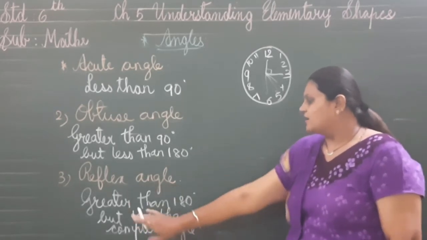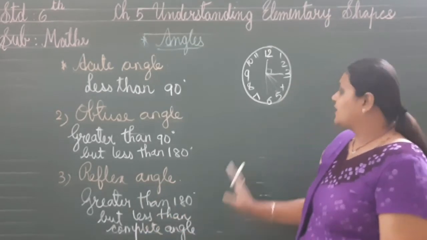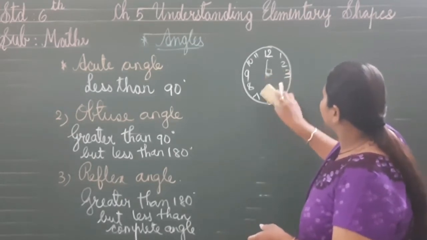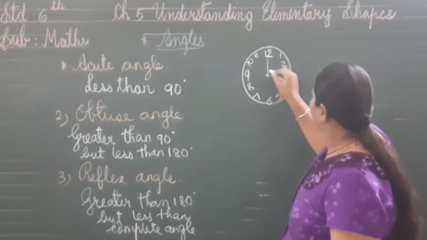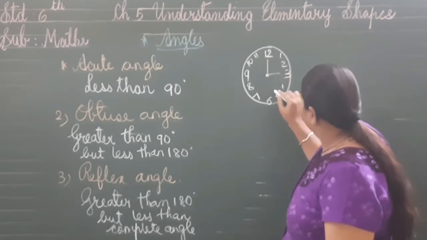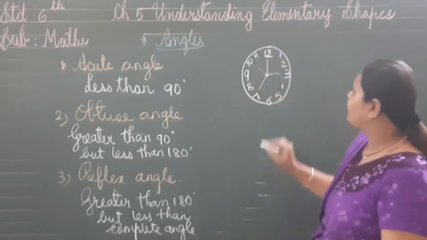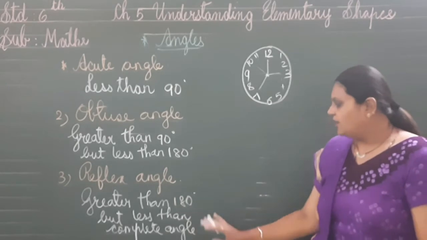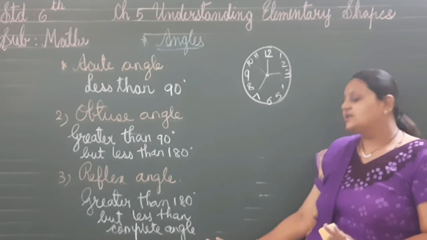In the same way, reflex angle. It is greater than 180 but less than a complete angle. Now we know a complete angle means 360 degrees. Suppose the hand of the clock lies on 12 and one is on 3. It changes position and moves to 7, 8, 9, 10 or 11. It is known as a reflex angle, which is greater than 180 but less than one complete revolution or complete angle.